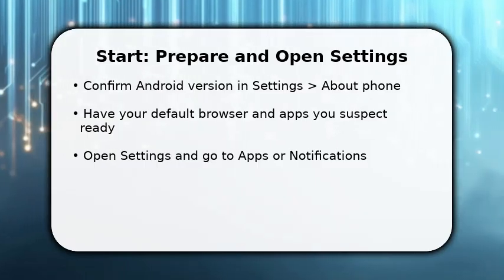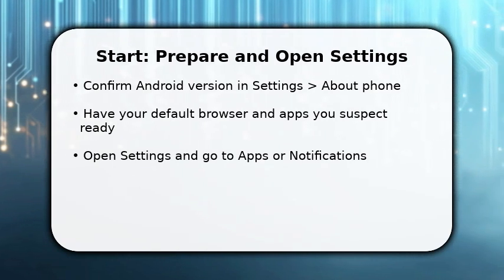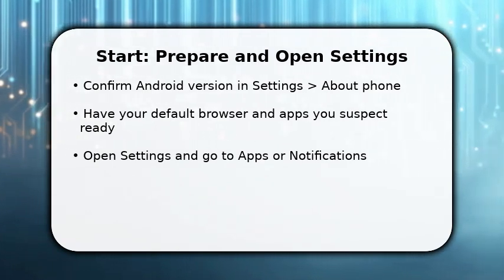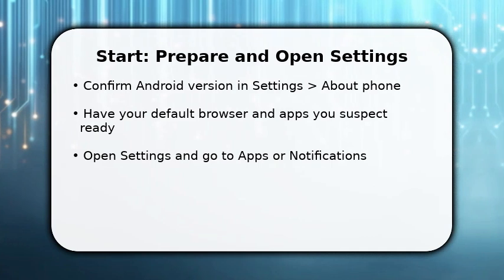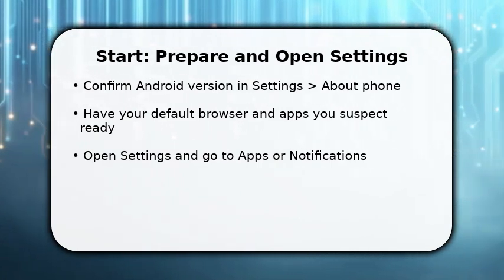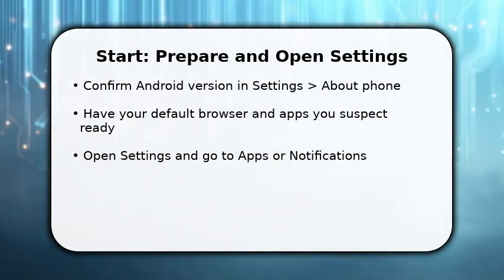You begin by checking Android version and gathering the apps you suspect show ads. Knowing the version helps locate settings. Once done, open settings and go straight to apps or notifications. This is where ad controls live.